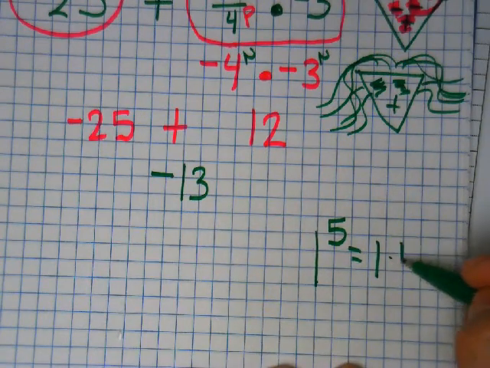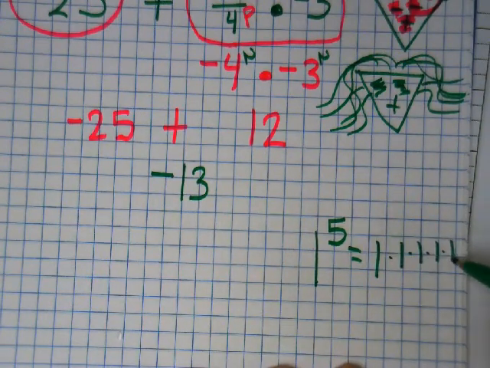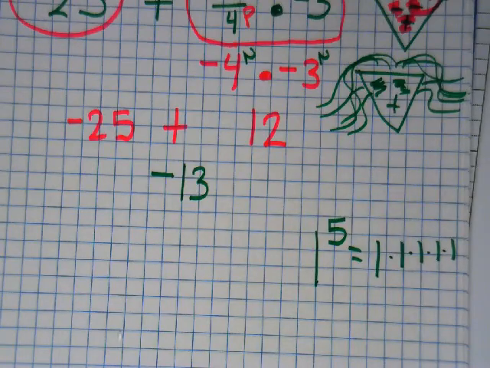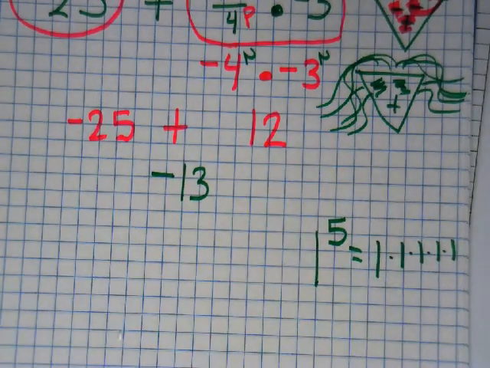1, 2, 3, 4, 5. So 1 to the power of 5 is not 1 times 5. It's 1 times 1 times 1 times 1 times 1, which is just 1. But sometimes kids jump and say 5, but we'll go review it tomorrow. 1 to the power of 5 is actually 1.